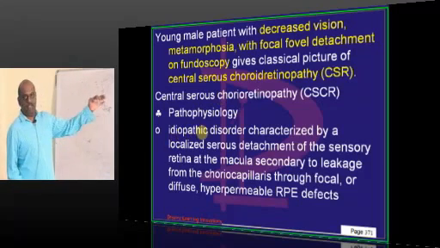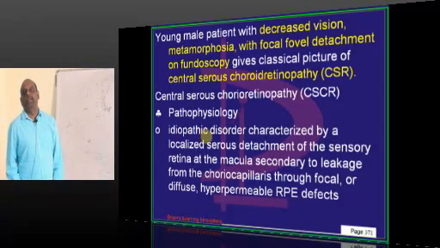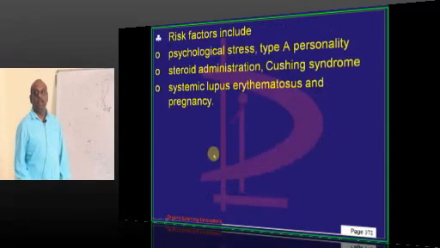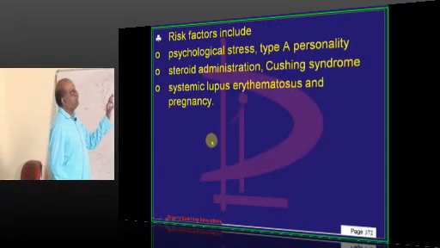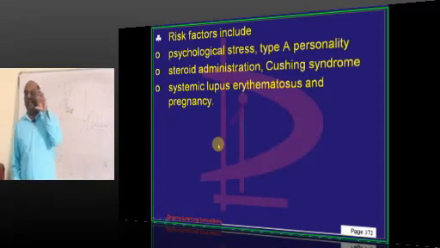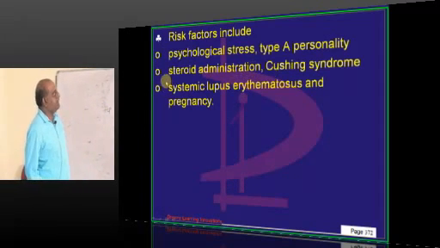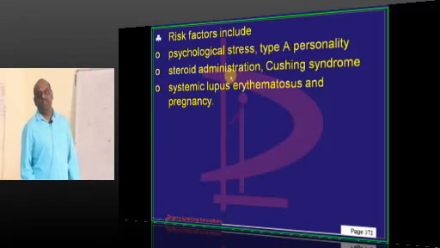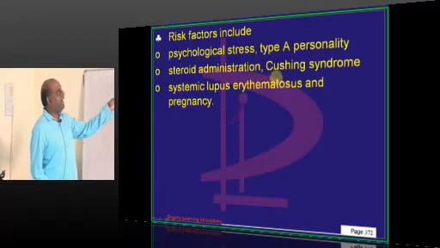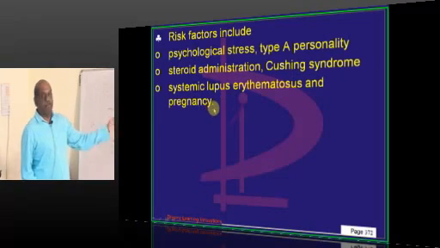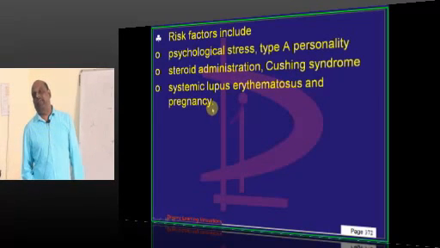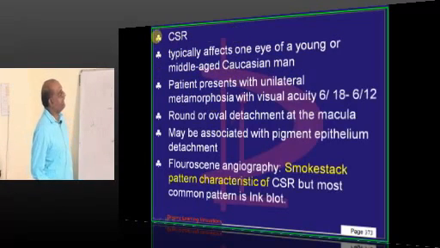It's called central serous choroidal retinopathy. CSR is what you need to basically remember. What are the risk factors for developing central serous retinopathy? Type A personalities, psychological stress, those who are on steroids, Cushing, pregnancy, anything can be the predisposing factor.